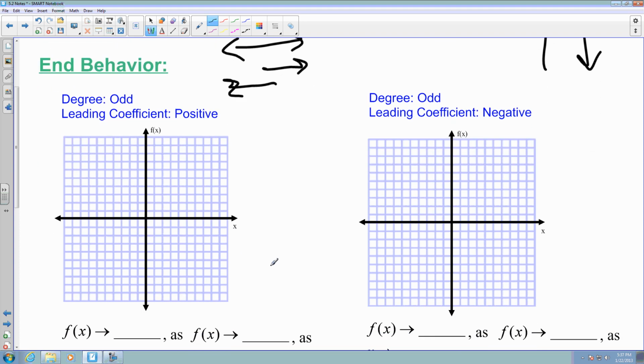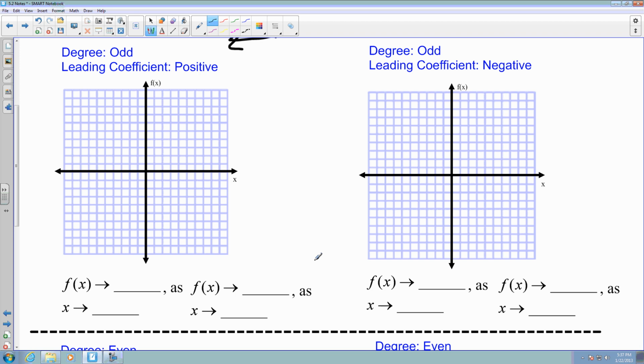So looking at end behavior is what our f of x or our y is doing with respect to x as it's going towards positive or negative infinity. Okay?